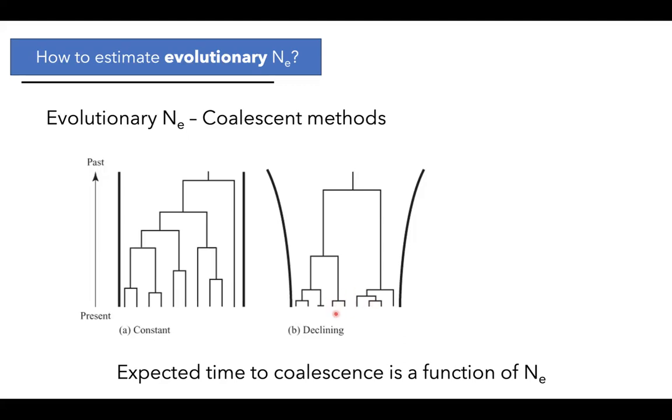When the population is small, lineages are coalescing rapidly. And then as we move back through time, the population is getting larger and larger, and so these branch lengths are getting longer and longer. It takes longer to find a common ancestor when that population is bigger.